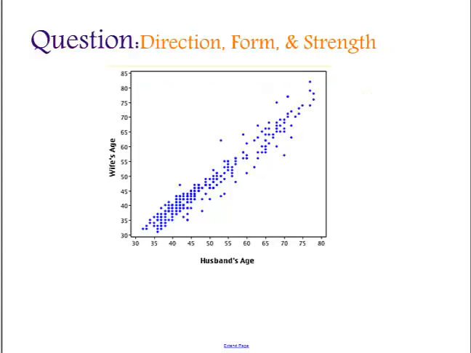Alright, let's try some on your own. Pause the video, look at this scatterplot and decide its direction, form, and strength. Restart the video when you're ready to check your answers. Okay, in this graph, we can see the direction would be positive. You can see it increasing towards the right. The form would be linear, and the strength, I would say, would be strong. The dots are close together here.